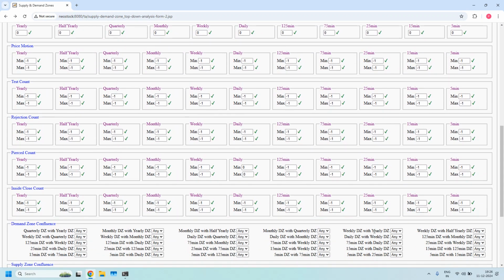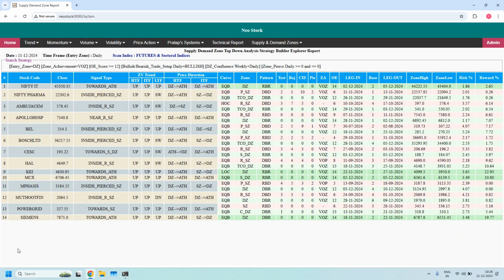That is a daily and a weekly demand zone confluence. I am enabling this filter. With this filter, out of the 19 stocks, 14 stocks are filtered. In these 14 stocks, daily demand zones are part of the weekly demand zone, and the weekly trend is up in all the stocks. Weekly means ITF trend. Daily zone is part of weekly and the weekly trend is up.